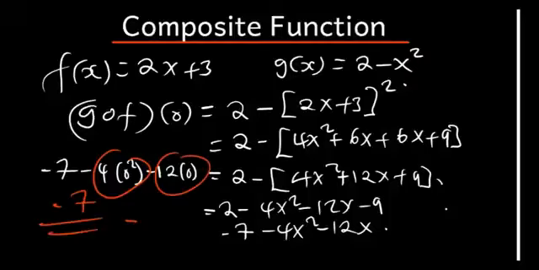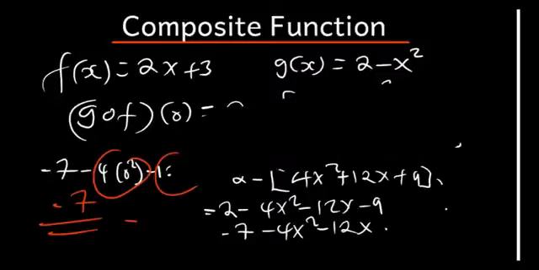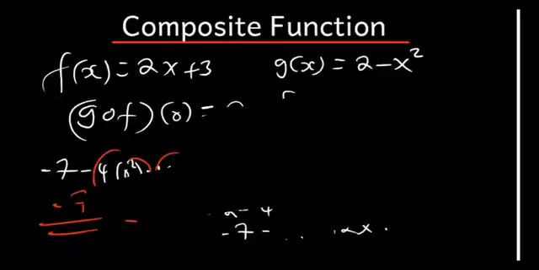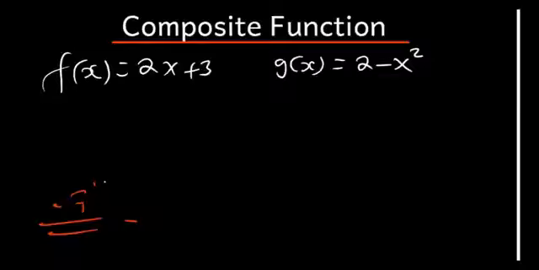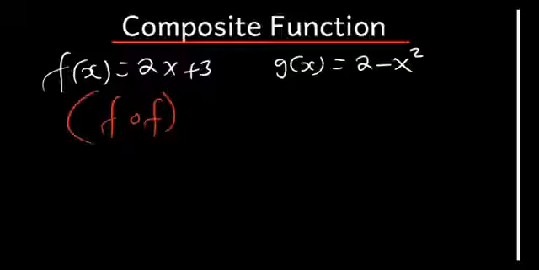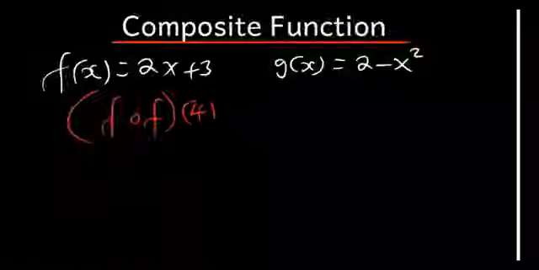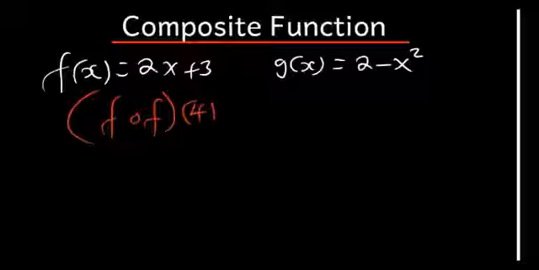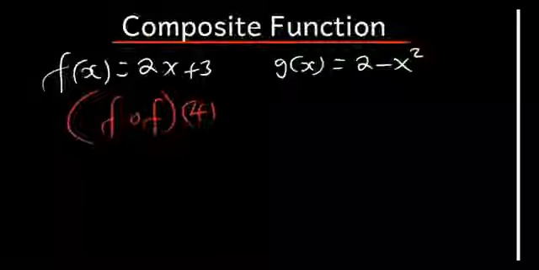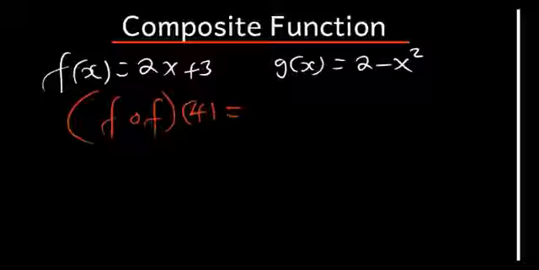Okay. Now we can have a different one where we say the same one. Let's try to find f of f of 4. What it means is that for f of f, in the function of f, where there's x, we put f again. So our f in this case is 2x plus 3. Where there's x, we're going to put the same function again.